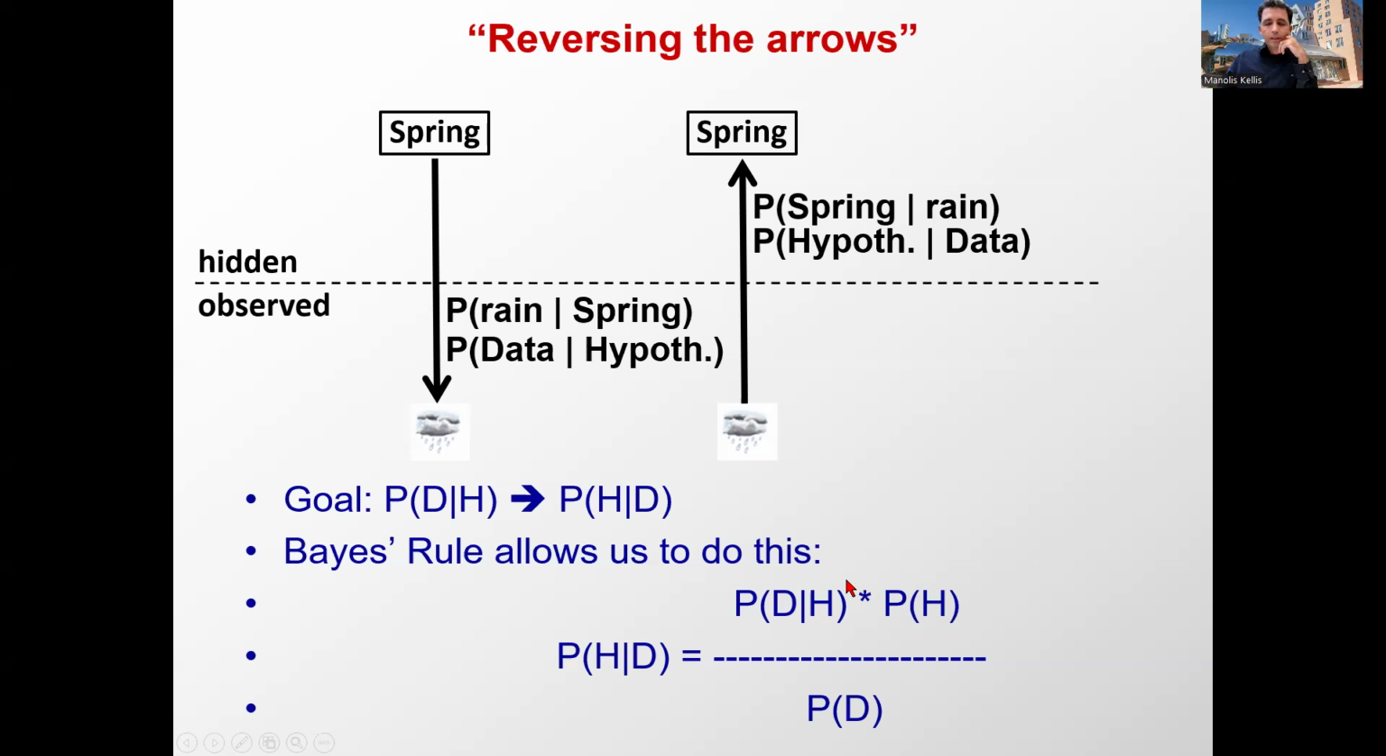Okay. And this is super simple. It's simply that the probability of a hypothesis given the data is the probability of the data given the hypothesis times the probability of the hypothesis, over all the data, divided by the probability of the data over all the hypotheses.